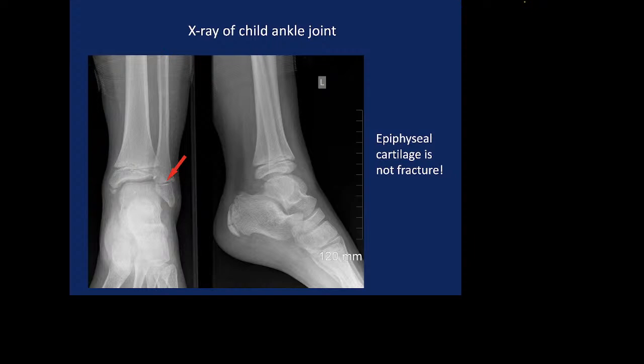Also when we examine children, we also see such. It looks like a fracture, but that is not a fracture. It is just growth zone. We call this zone epiphyseal cartilage. So don't be confused when you see such fissure or such gaps between part of the bones. And please don't put diagnosis, don't say that that is a fracture.